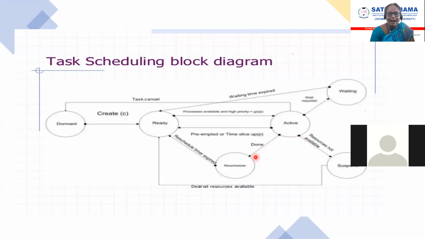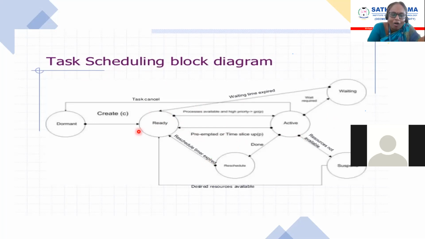What after active mode? Sometimes I can put that task in waiting, sometimes I can suspend my task, sometimes I can reschedule my task. Sometimes I can cancel the task, sometimes I can have a preempted or a time slice, that we will see, what is a preempted or time slice task.